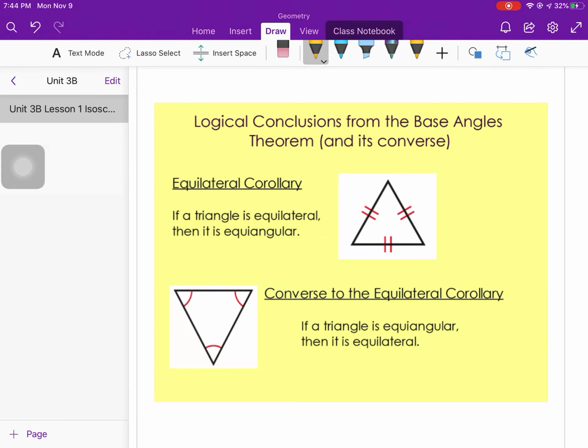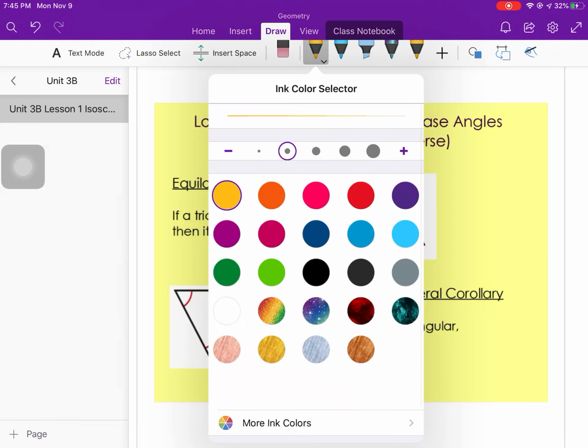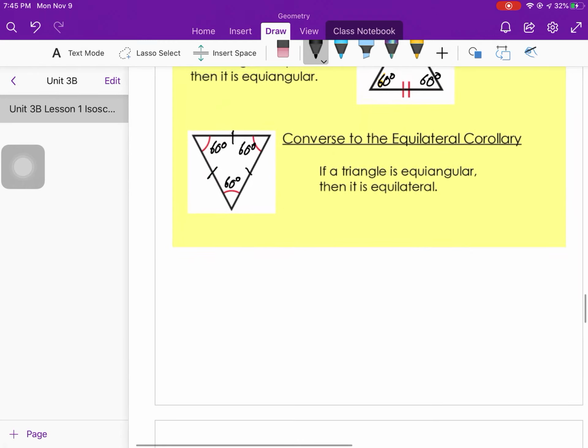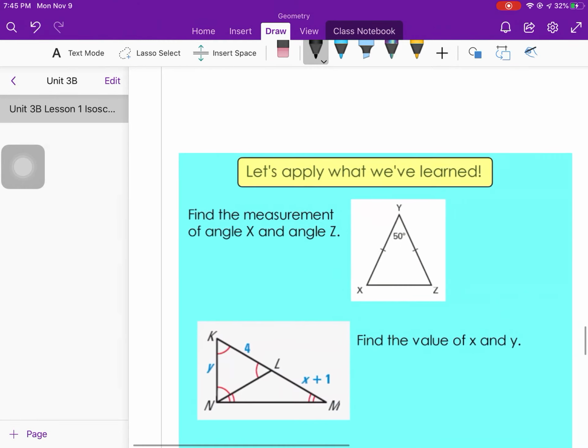And the converse of that is if a triangle is equiangular, it has to be equilateral. So these are all, go back here, 60 degrees, because remember, if we take 180 divided by 3 of the same angles, we would get 60. And then same thing for this one. If these are all 60, we know that all of the sides are the same. The sides don't have to be a specific measurement, but they do have to be the same.